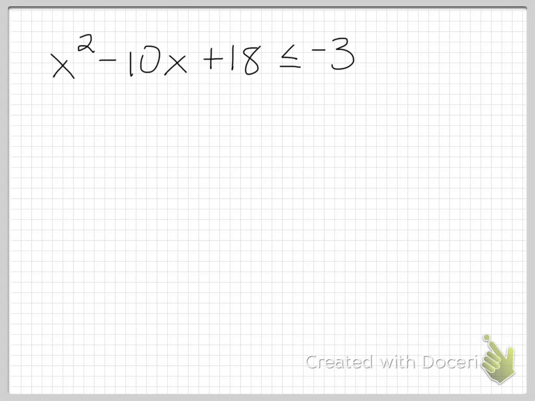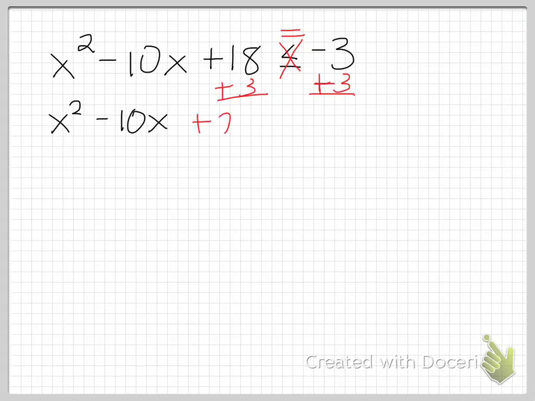So the first thing we're going to do is pretend that our inequality symbol is just an equal sign, and we're going to treat it as such. So we're going to solve the equation in the same way using any of the methods that we've already discussed. In order to solve the equation, we first have to make it equal 0. So I'm going to add 3 on both sides of that equal sign. Now my equation is x squared minus 10x plus 21 is equal to 0.